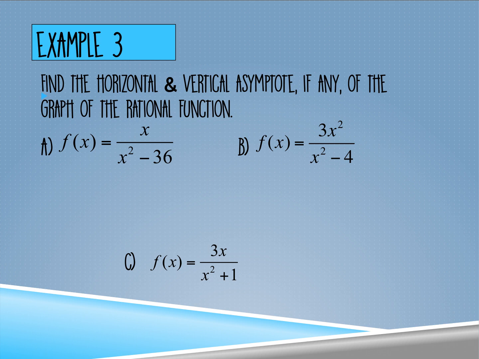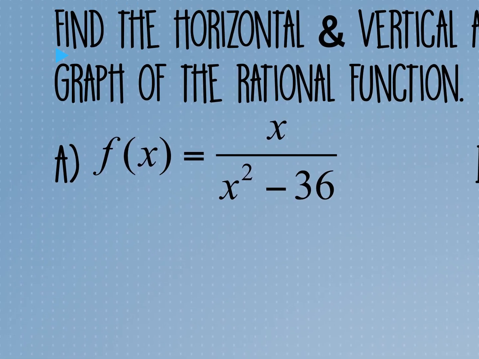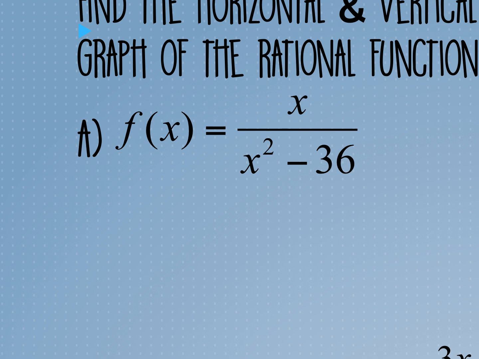In example 3, we're going to find the horizontal and vertical asymptotes, and we're going to graph tomorrow, so we're not going to graph yet. But first, let's find our horizontal and vertical. So we can start with the horizontal asymptote. For the horizontal asymptote, I need to look at what? The degrees. So the degree of my numerator is what? 1. What's the degree of my denominator? 2. So my numerator is less than the denominator. So what does that mean? So y equals 0 is my horizontal asymptote.